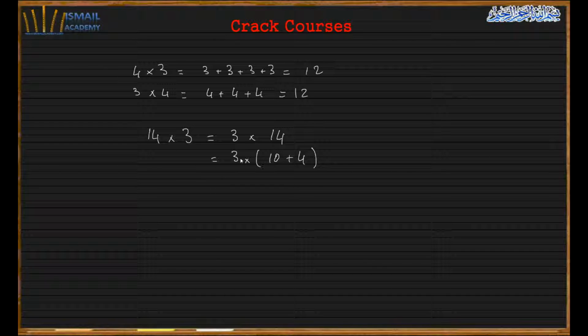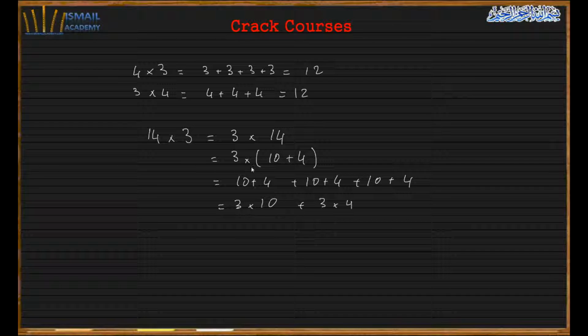Well, look what happened here. We have 3 times that sum. So when we have 3 times that sum, that's what you do, we add that sum 3 times. So here's going to be 10 plus 4 plus 10 plus 4 plus 10 plus 4. So now I'm going to check how many tens I have. I have 1, 2, 3, 3 tens. So it's going to be 3 times 10. Plus how many 4 I have? I have 3. So it's going to be 3 times 4.